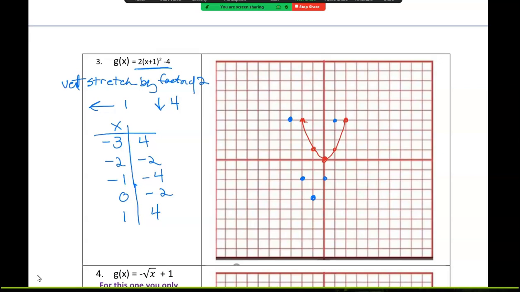Okay, so here's your transformed parabola. Does it look like it's stretched? It does. Is it moved to the left and down 4? Look at the vertex. Yep, that looks good. And that's it, right? So yeah, I think we've got it.